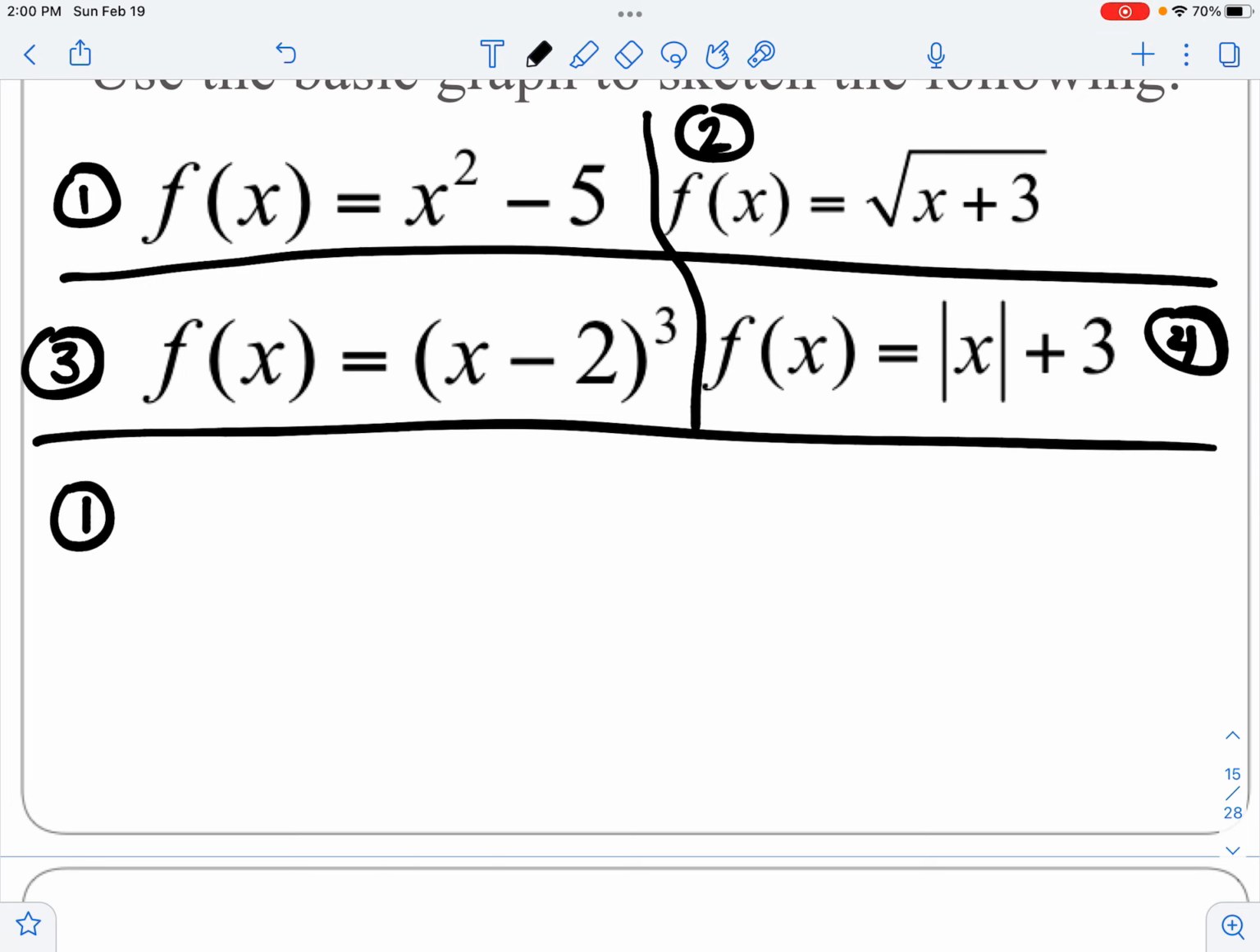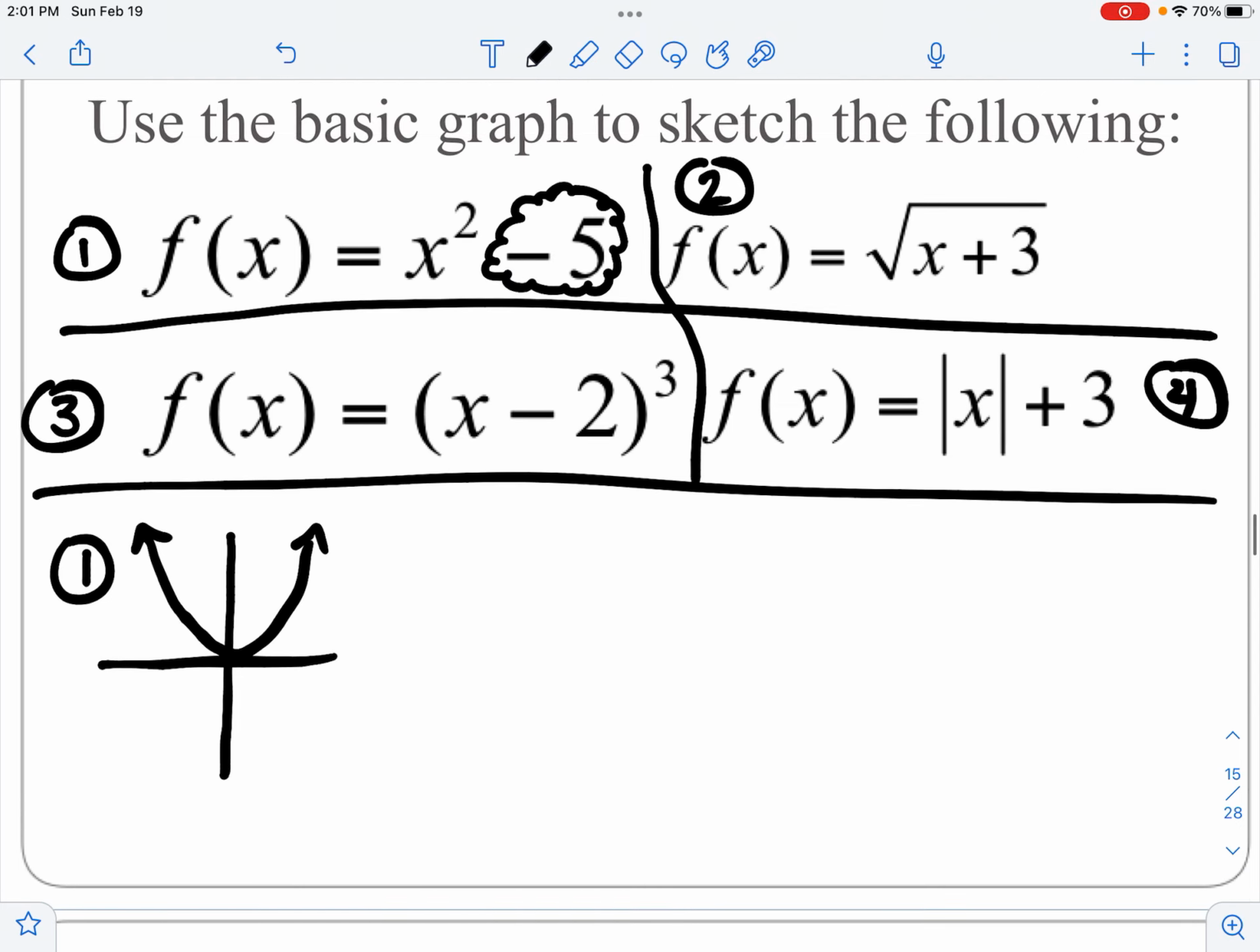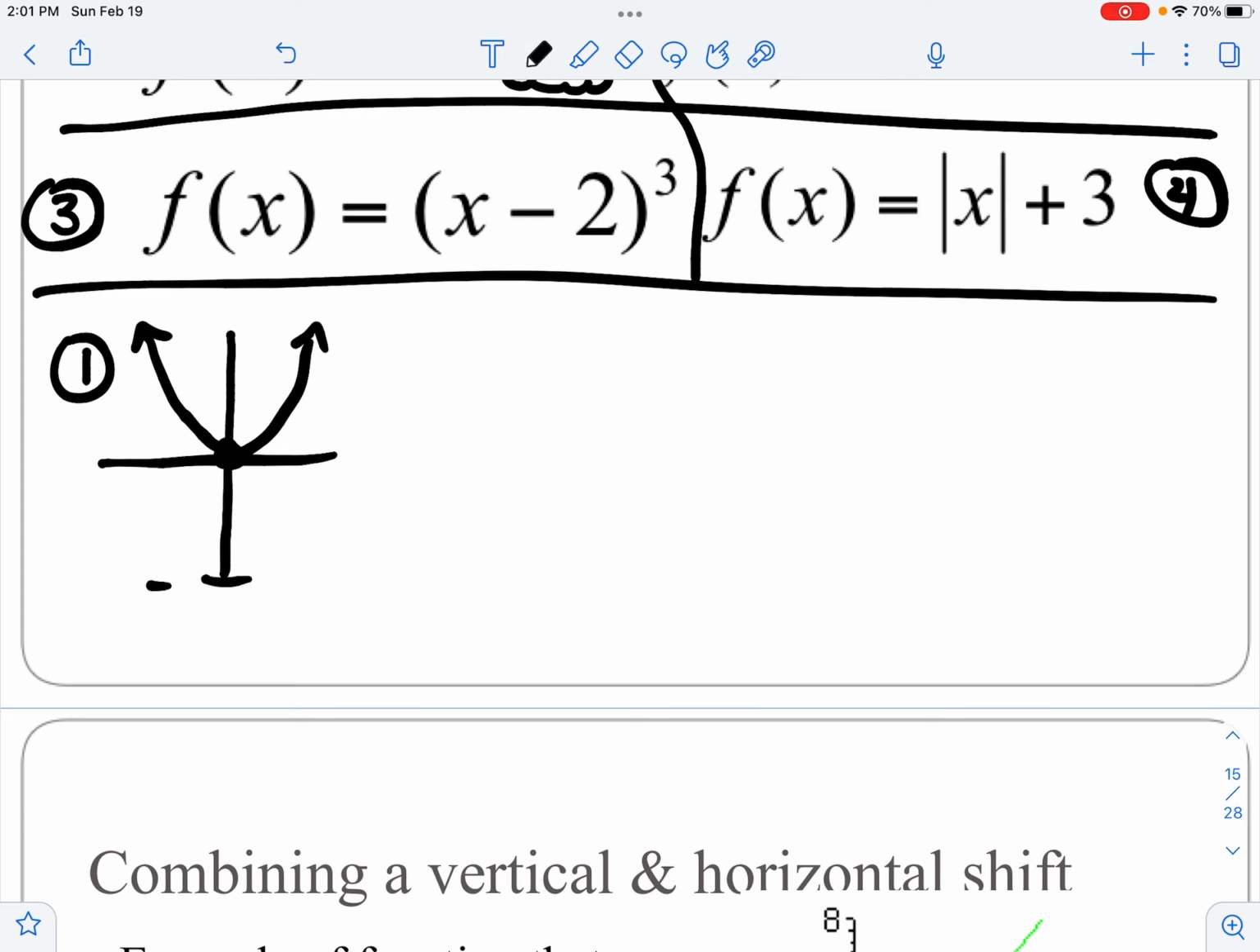So again, I don't have to be perfect on these. I know that the normal x squared graph looks something like this. And all I need to think about is this minus 5. What does this minus 5 do to my graph? I remember that outside moves up or down. So this is going to shift everything on this parabola down 5 units. So instead of being here at 0, 0, we're going to be down here at -5. And we have the same exact graph. Everything is shifted down for this one.